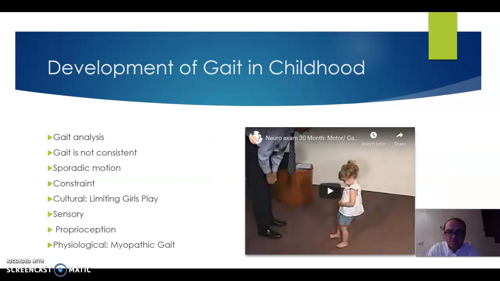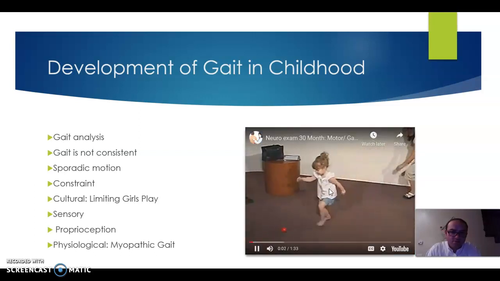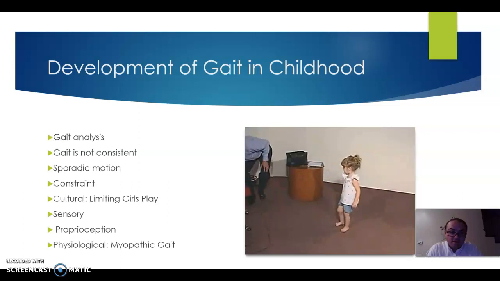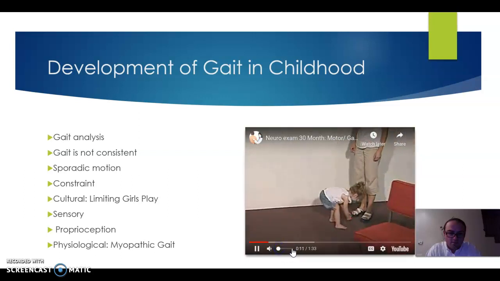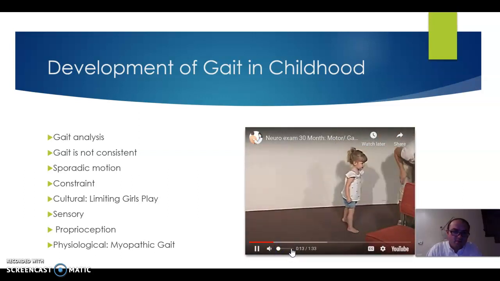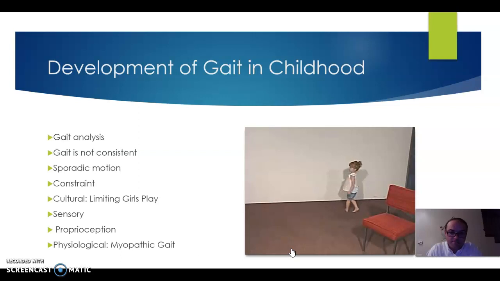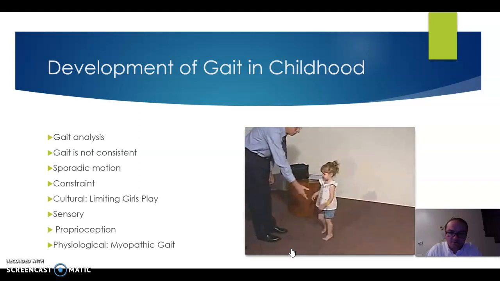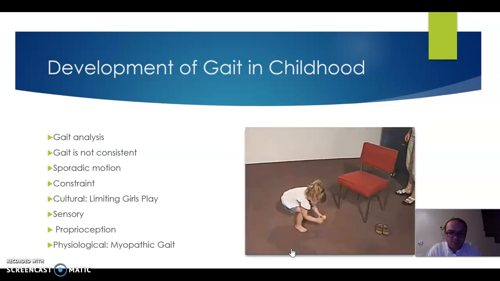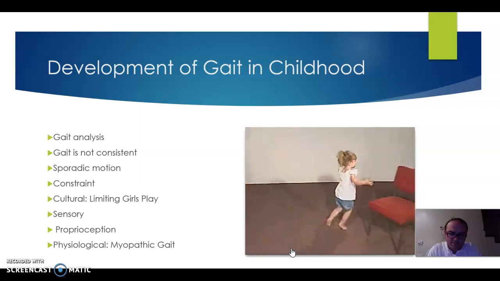Okay, now we move on to the development of gait in childhood. And this young girl will notice, wow, we actually have sound here. So the analysis that I've done on this girl is that her gait is inconsistent. She's definitely still young. I would guess that she's 2 or 3. And it's very sporadic. The length of her stride is never consistent.